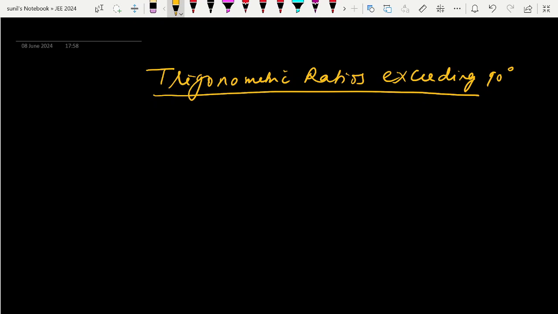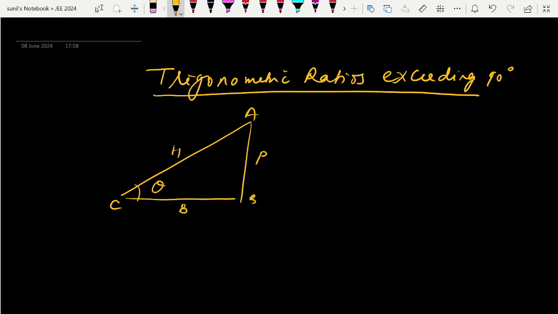In junior classes we have studied trigonometric ratios in right angle triangle. If you have a right angle triangle like this, if this angle is theta, so if ABC is the right angle triangle, and suppose this is perpendicular, this is base, this is hypotenuse, then we have studied that sine theta is nothing but opposite side, that is perpendicular, by hypotenuse, and the cos theta is adjacent side, that is base by hypotenuse. Now how will we define it if the angle is exceeding 90 degree?